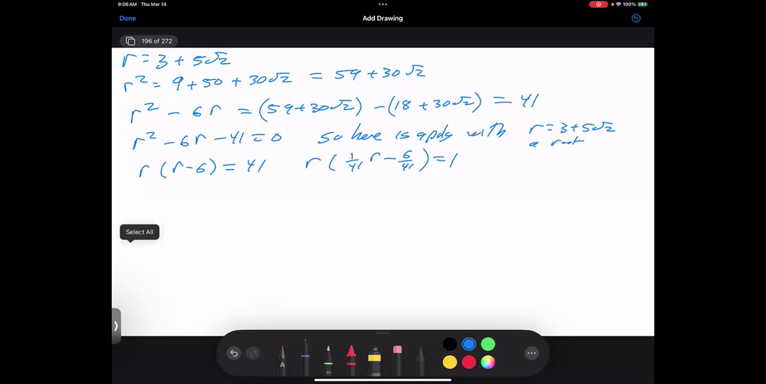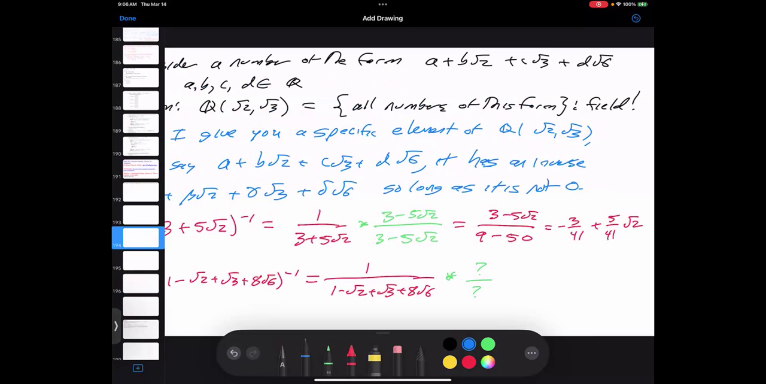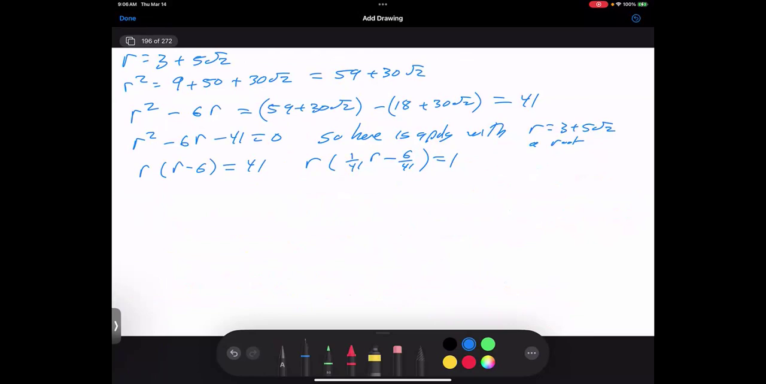So what did we get earlier? Hopefully this matches. Okay, we had negative 3 over 41. r is equal to 3 plus 5 root 2. Hey, this is looking pretty good. We've got the 3 minus 6. So hopefully that will all work.